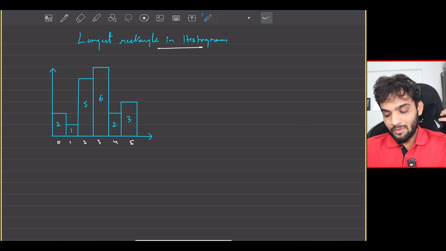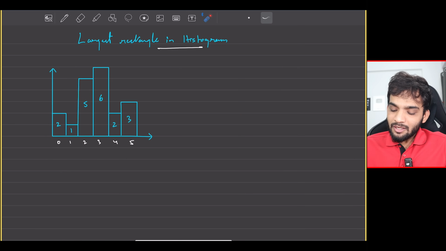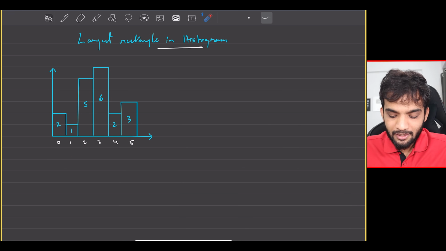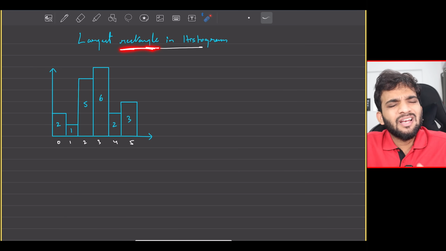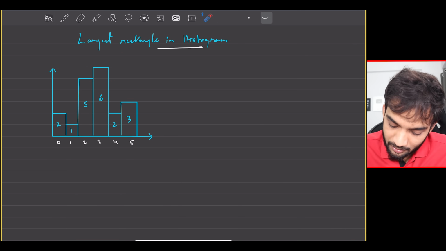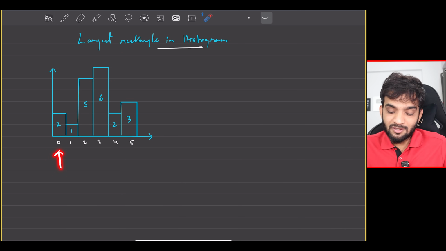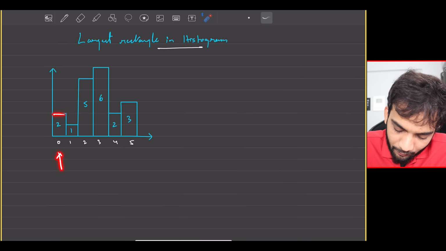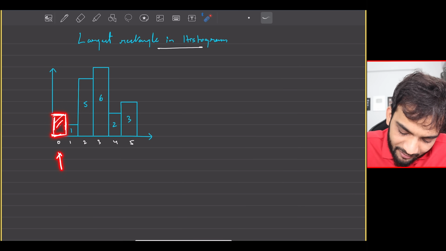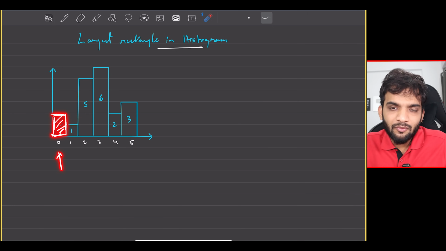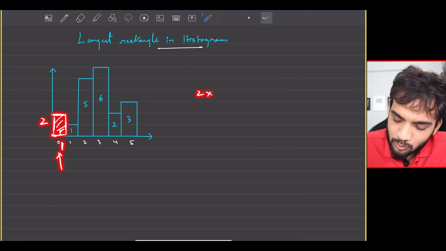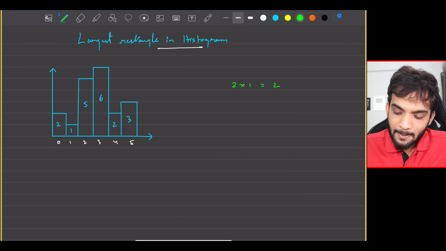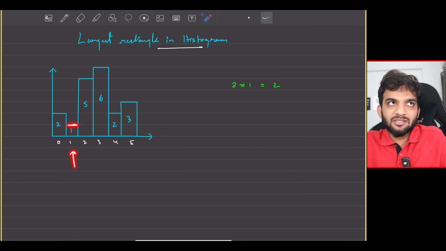How do I solve this problem? The extreme naive solution will be, I'll go to every bar, every block, and at every bar I'll ask, what is the largest rectangle you can form? For example, when I go to the 0th index, it has a height of 2. It cannot form anything on the right. So this particular one can form this rectangle itself, which has a height of 2 and a width of 1. So 2 cross 1 will give us an area of 2.